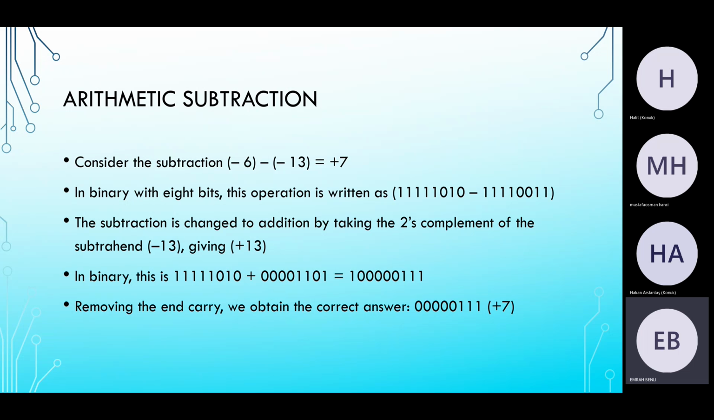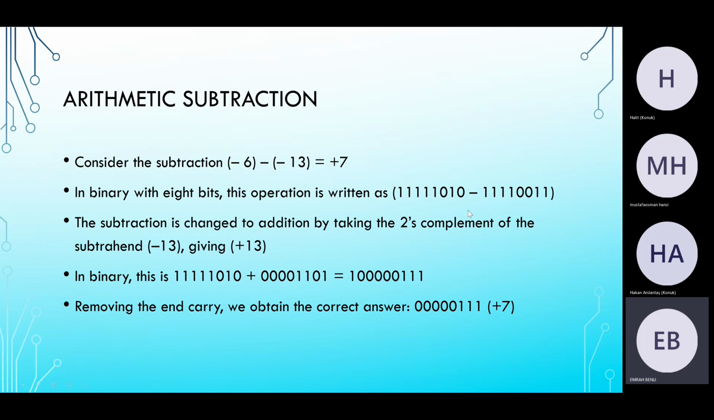For the subtraction, we have minus 6 minus 13, so two negative numbers and a subtraction. In the normal way, when we calculate it, it's positive 7. In binary, we are doing an 8-bit operation. So this is minus 6 and this is minus 13, negative 13 and negative 6, and subtraction.